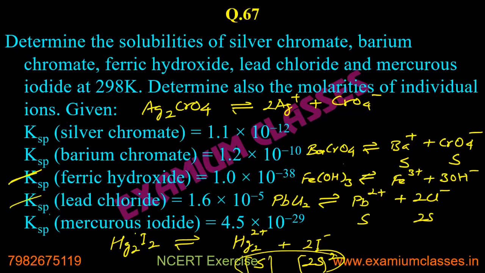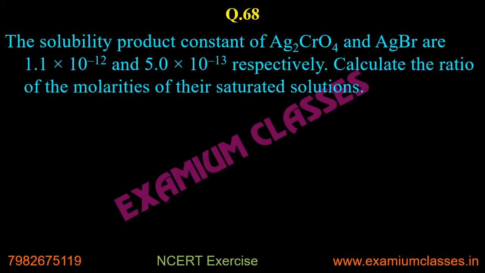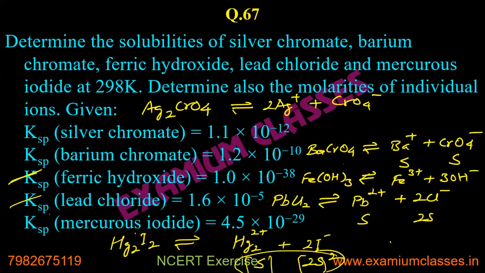Okay. Now, the next question. The solubility product constants of silver chromate and silver bromide are given. Calculate the ratio of the molarities of their saturated solutions. Again, saturated solution means exactly we are talking about the equilibrium. At saturation, they will be in equilibrium. For this one, we have already calculated the concentration.